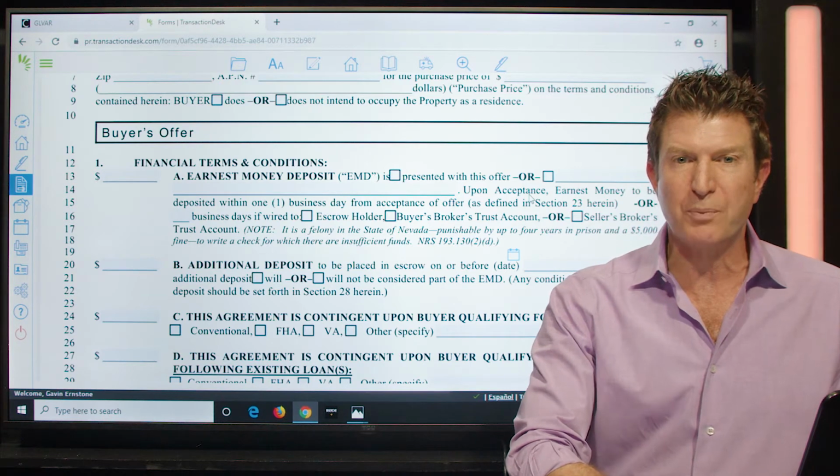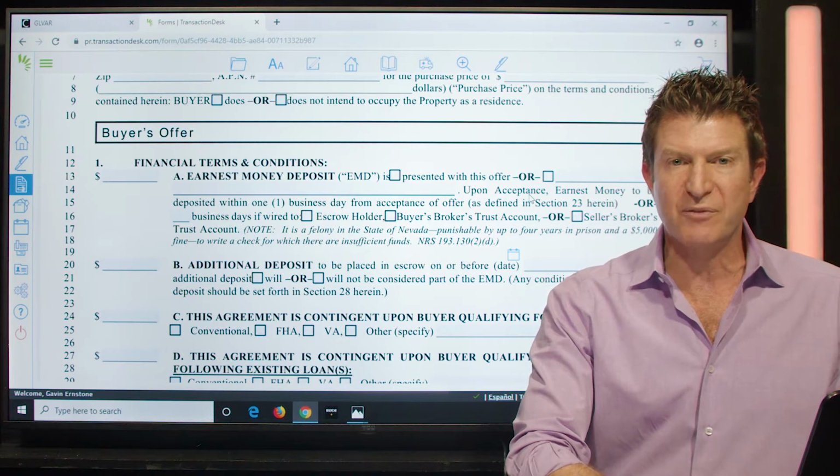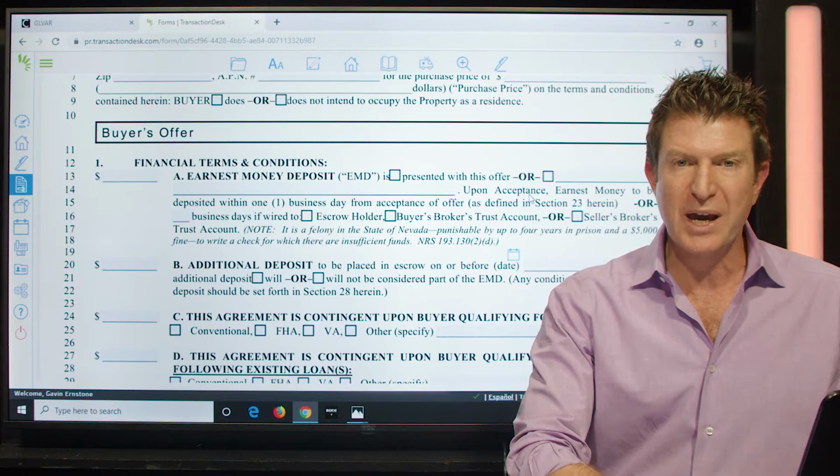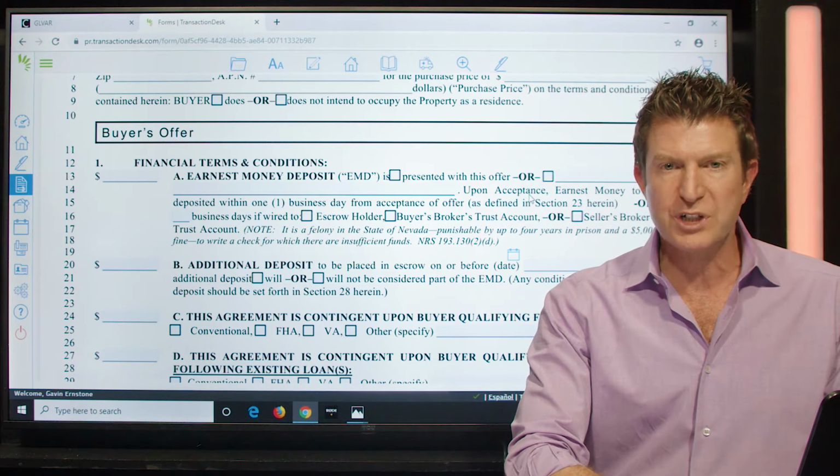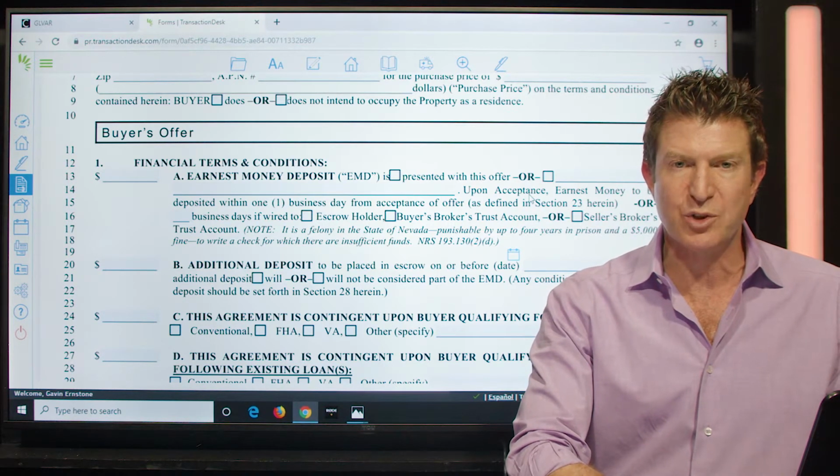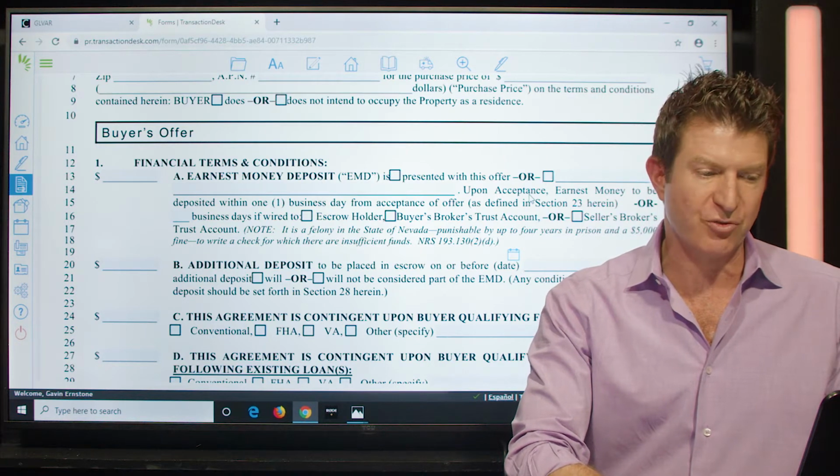If you think your buyer is going to need a couple of days to get the wire done, spell out in this section 48 hours from acceptance. Otherwise, you will be out of contract if within 24 hours the wire hasn't arrived.